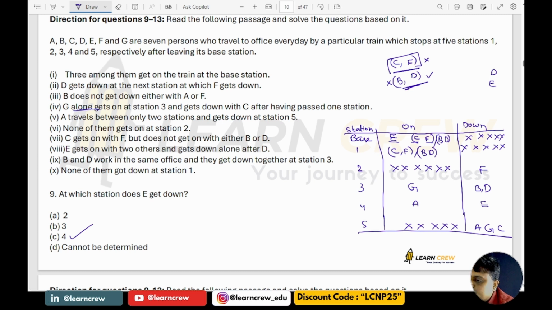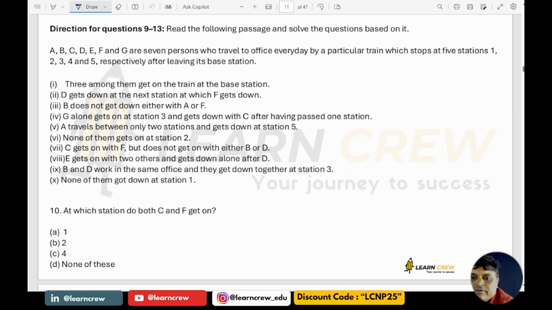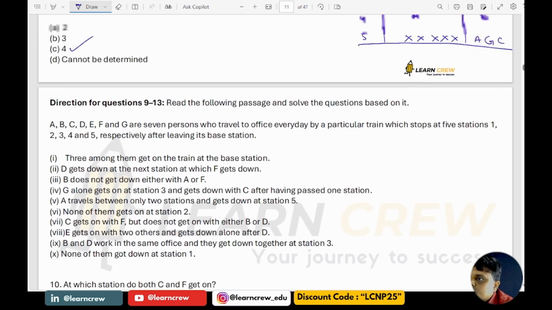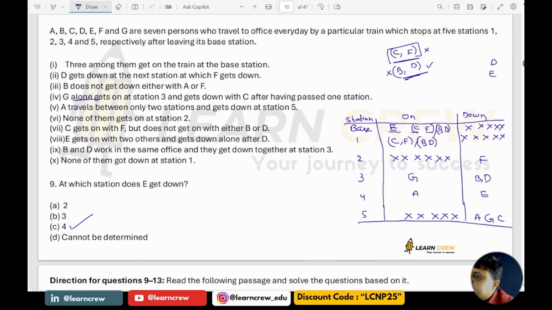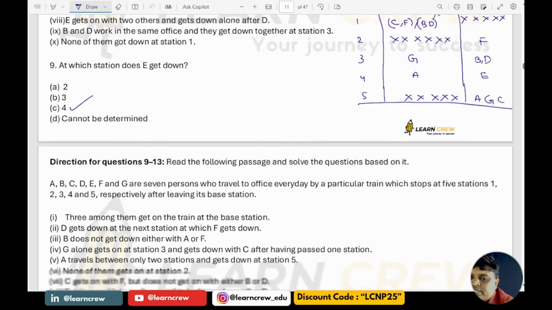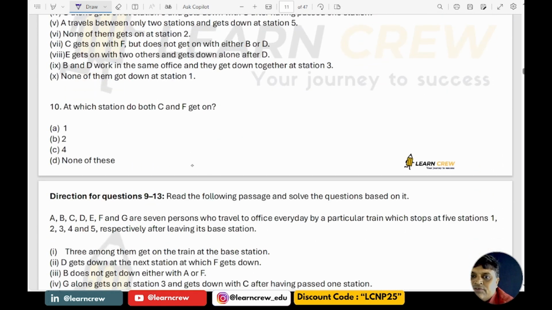Then 10th question, at which station do both C and F get on? You cannot say both C and F are in base station or first station. Whether it is first or base, you cannot say. So the answer is none of these.